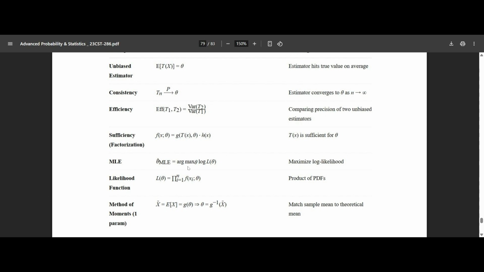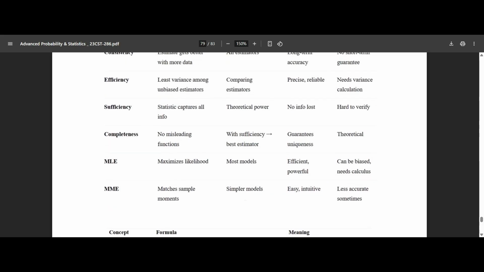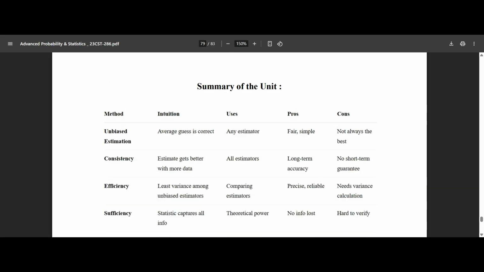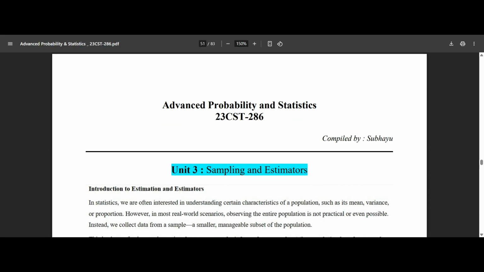MLE is to maximize the log likelihood. The likelihood function is the product of all the PDFs. Method of moments is match sample means to theoretical means. So this last sheet is very good for a concise revision, okay, of unit 3. So with this, we come to the end of unit 3, sampling and estimators. I hope this is clear to you all.